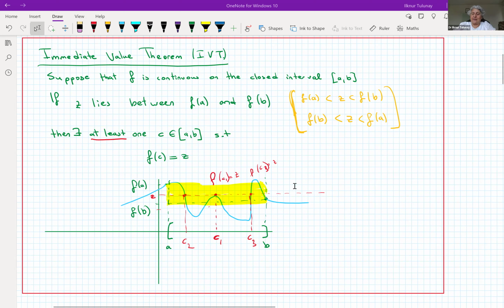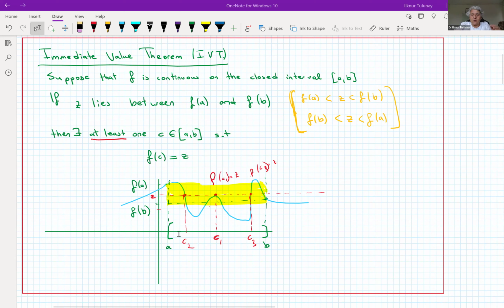What it means geometrically? Before I talk about the geometry, I would like to remind you, if you would like to use a theorem, you need to first say whether the conditions of the theorem, which are the assumptions of the theorem, have been satisfied or not. If the assumptions are satisfied, then you can use the theorem. So it's very important. In order to be able to apply it, you first need to say it's continuous, and if this condition is satisfied, then you will conclude that there exists at least one c.